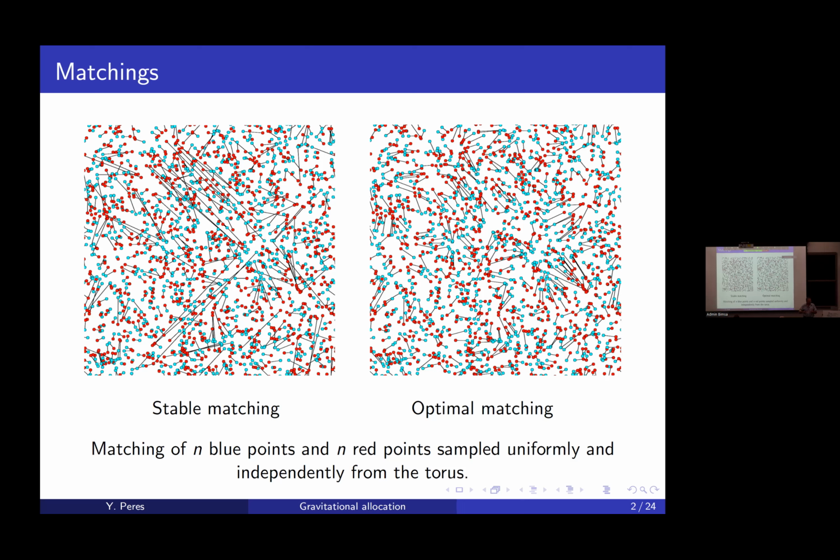If we require stability, it turns out in this setting there is only one stable matching, which is the one obtained by the greedy algorithm I described in the beginning. This one globally is less efficient in the sense that the sum of the lengths of the matching edges will be larger. And you see here also that on the left, you have some crossing edges. On the right, you cannot.